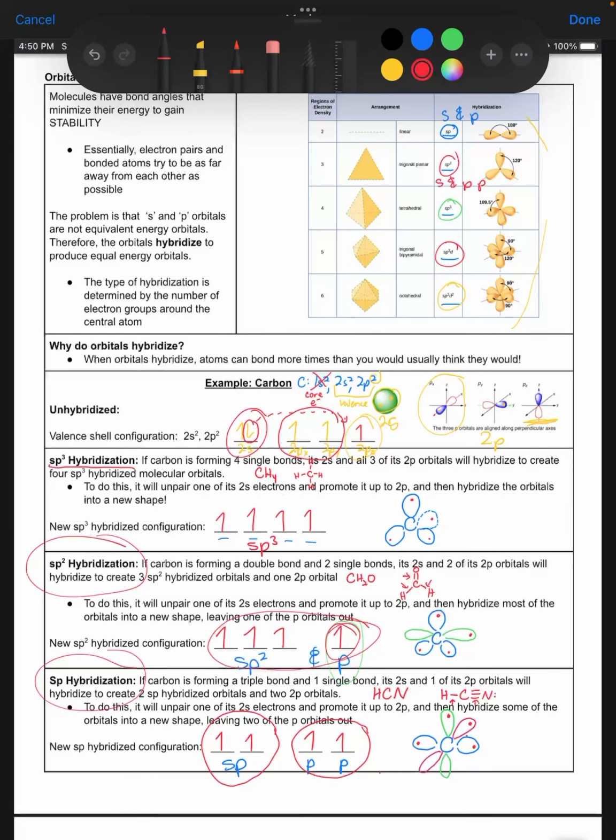So this may not make a whole lot of sense to you right now, but I would like to stress that this is just another way to look at what is going on in a bond at any particular time. Okay, so I'm going to stop the video right there, and then I will create another video to talk about orbital overlap diagrams and sigma and pi bonds.